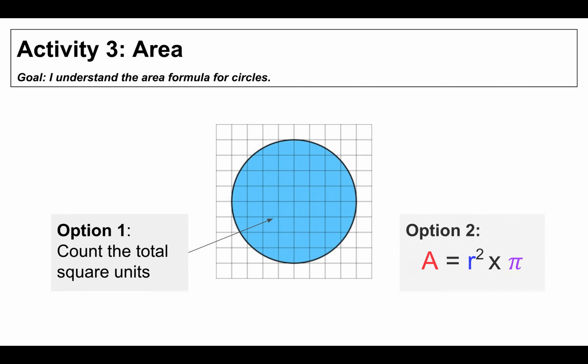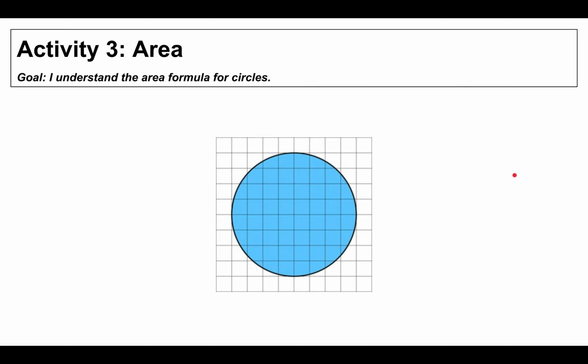It's to use the area formula. Well, in order to use the area formula, you have to understand it first of all. The area formula says to find the area of a circle, you need to find the radius squared and then multiply that by pi. This all looks really strange to me when I'm looking at it. Sure, I could memorize it, but it's better if you understand it. So on the next slide, we're going to go through how you make sense of this formula.